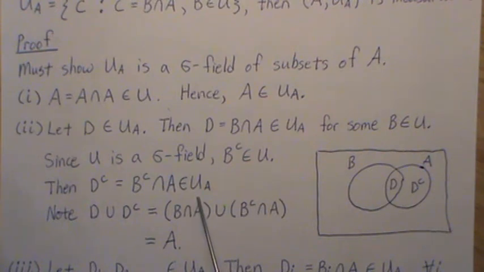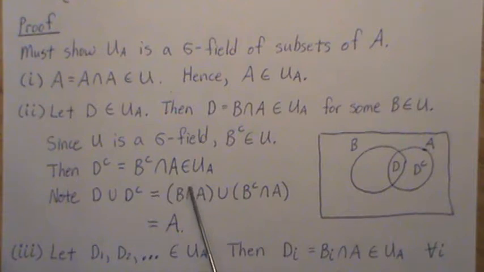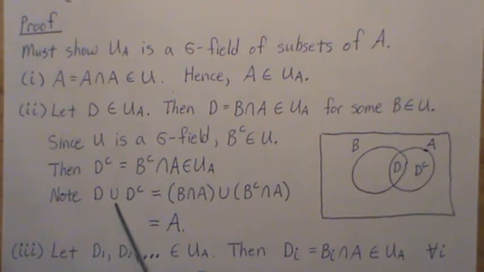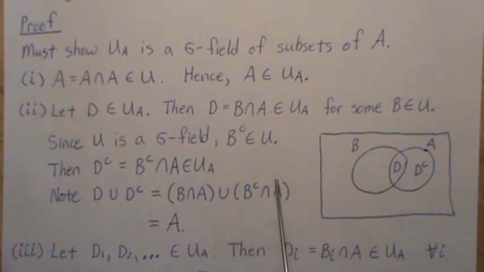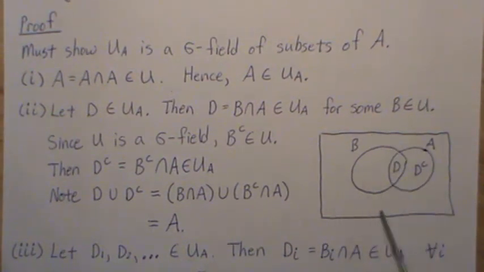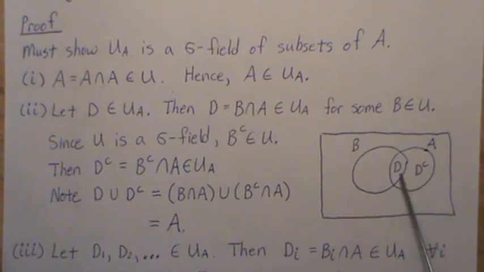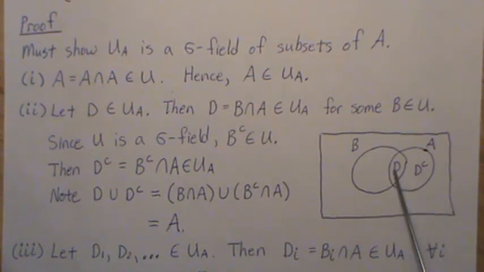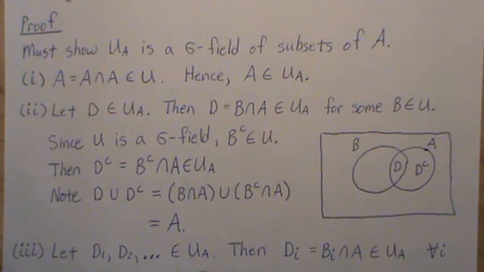And to show explicitly that it's the right answer, if we look at D union D complement, and then we write out what D is and D complement, the intersection and union is back to A. And a picture of that is if we have A and B, A intersect B is D, A intersect B complement is D complement, and D union D complement is A. So it is complementation relative to A. So it is closed under complements.